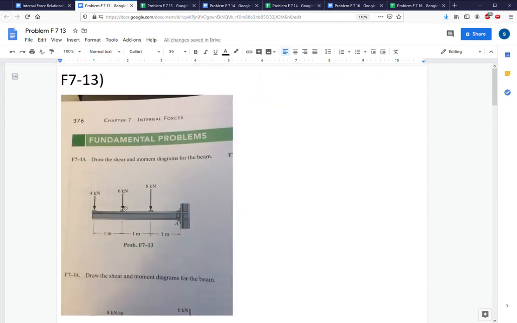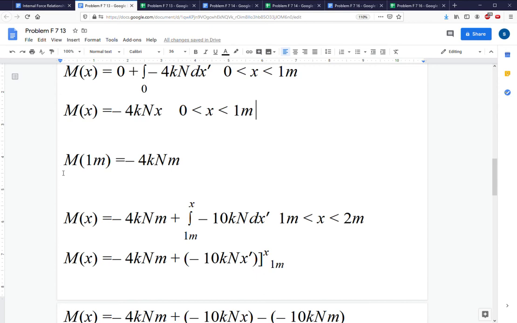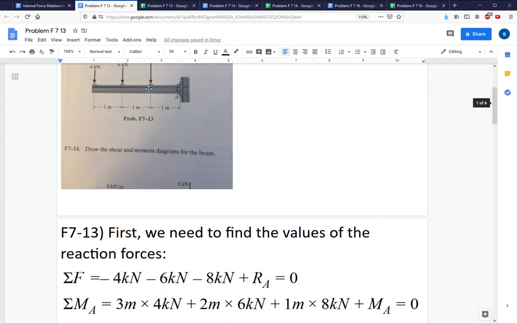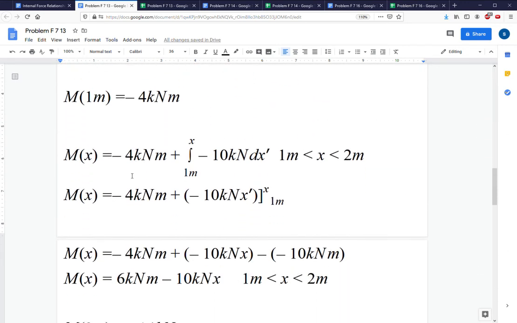Now, if we evaluate it right here at the breaking point, where the 2 pieces of the function meet, plug in x equals 1 meter, and we get that the moment at 1 meter is negative 4 kilonewton meters. For this second segment of the beam, between here and here, we're integrating starting from this point. So we need to say it starts at -4 kilonewton meters, plus the integral from x equals 1 meter to our variable position.